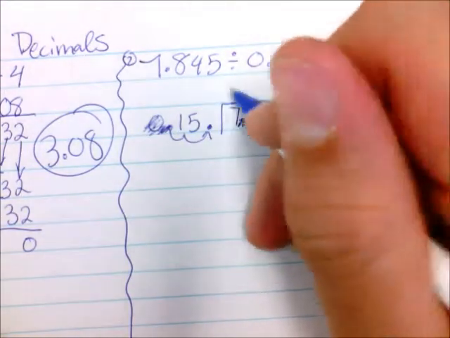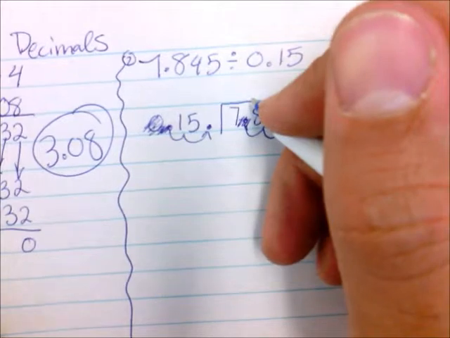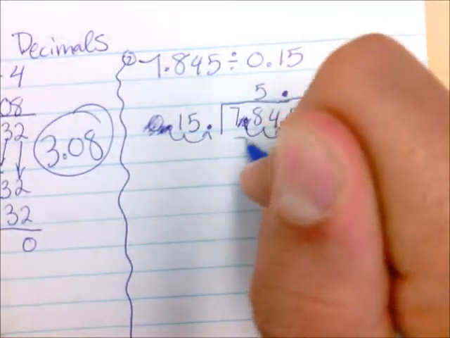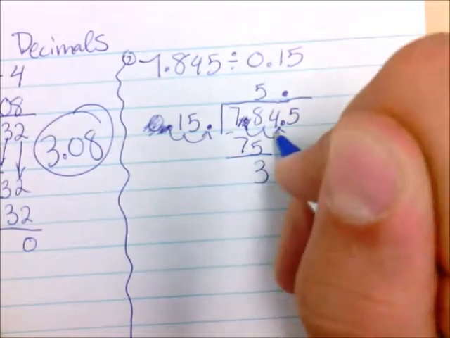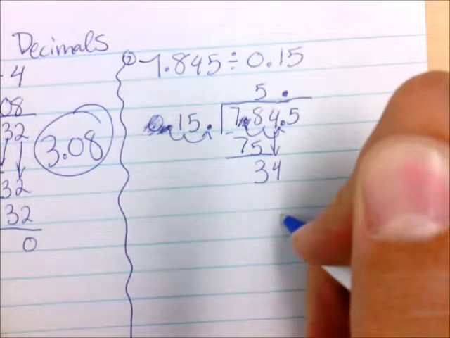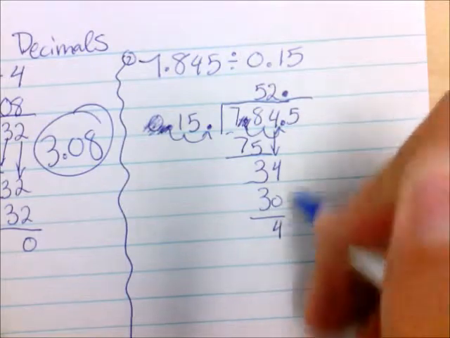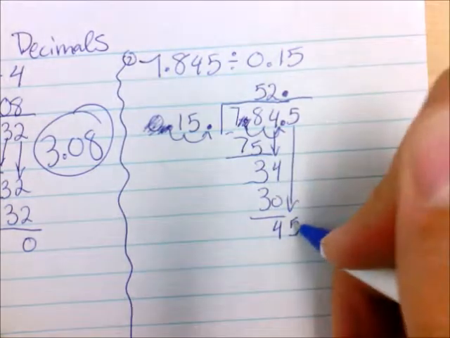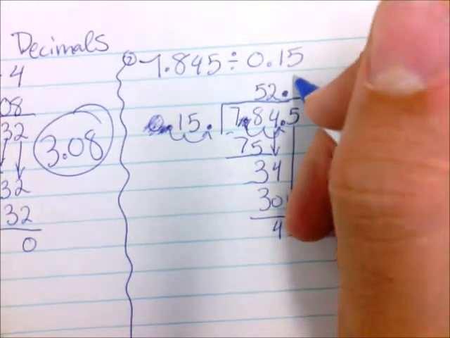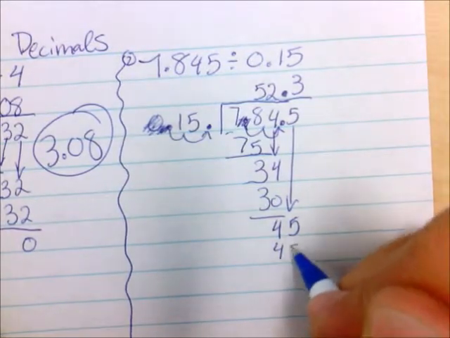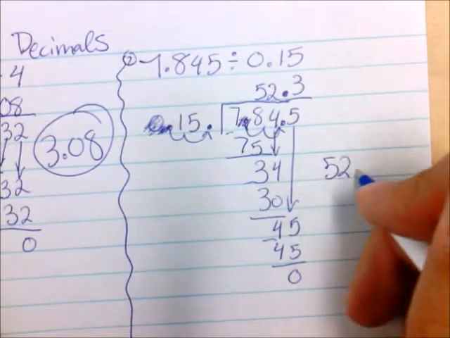15 goes into 7 0 times, but it goes into 78, let's see here, 15, 30, 45, 60, 5 times, which gives us 75. Subtract 8 minus 5, that gives me 3, and bring down my 4. Okay, 15 goes into 34 twice, which is 30. And bring down my 5. 15 goes into 45. Let's see here. That's going to be 15, 30, 45, 3 times. Finish the problem off by showing all of my work. And I get a final answer of 52.3.